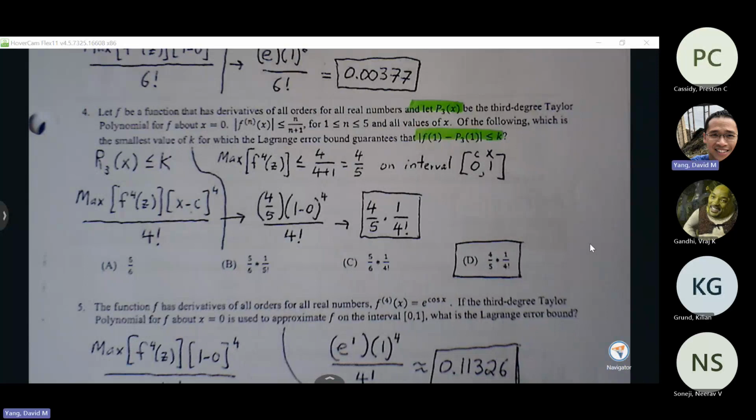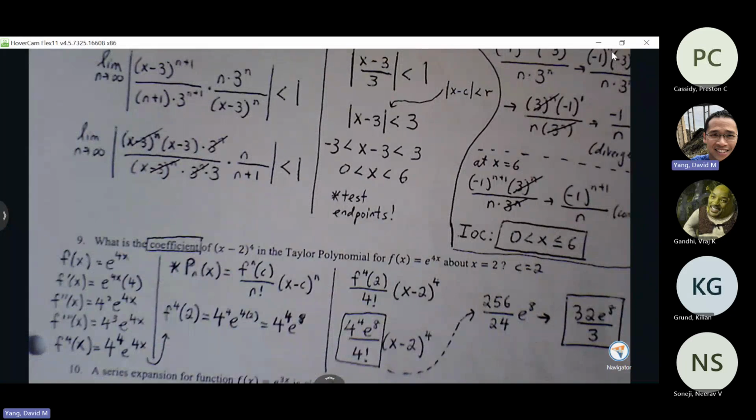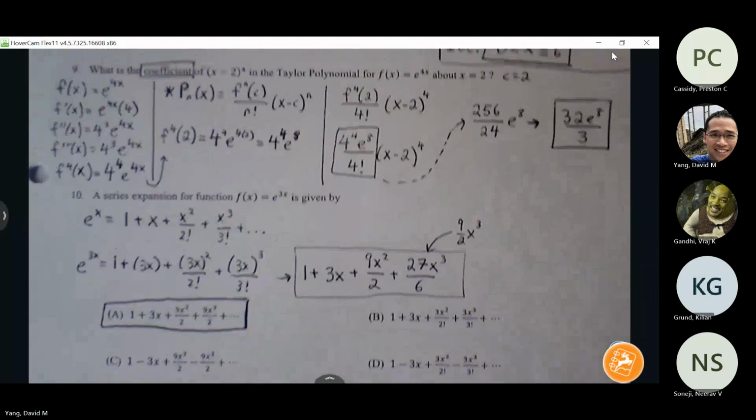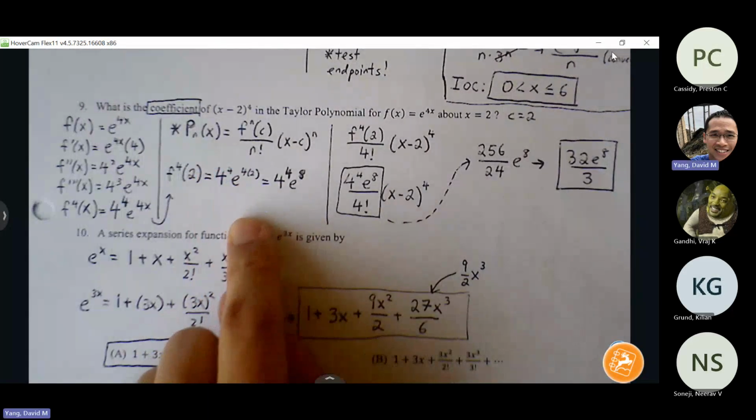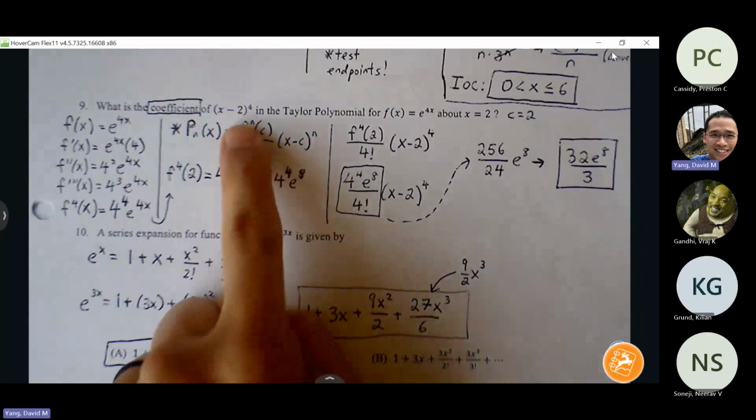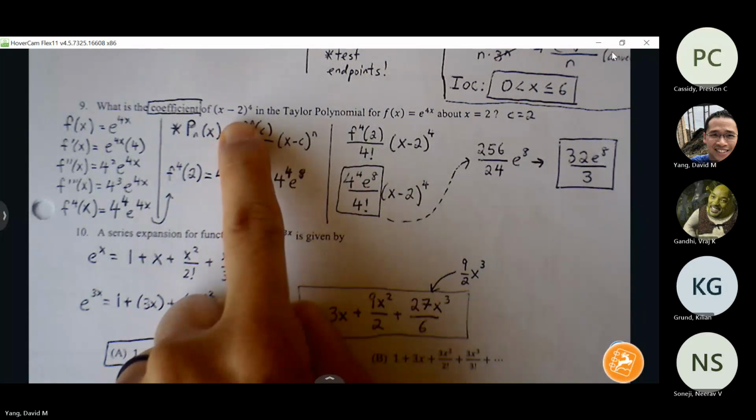Jay, for something like number 9 on page 7 of the worksheets, on the test review, is there a reason why you can't just do like 1 plus x squared over 2, et cetera? Is it because it's centered around x equals 2?